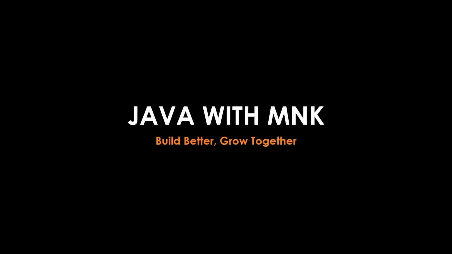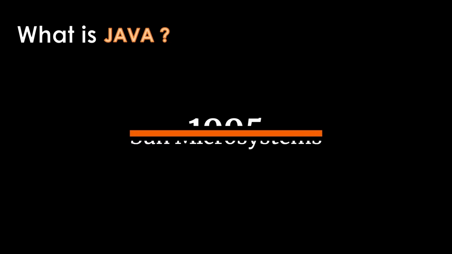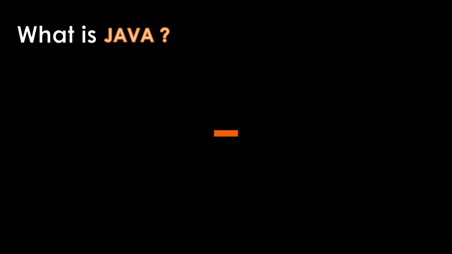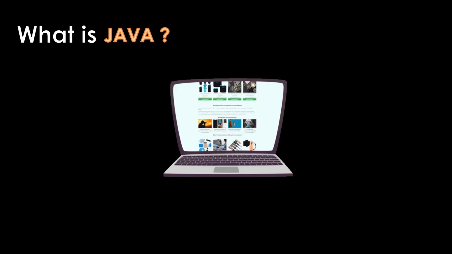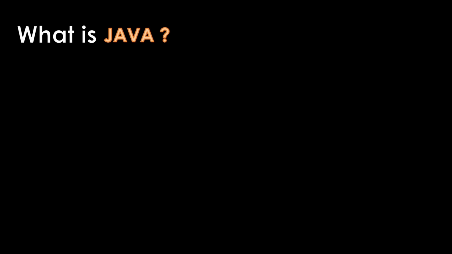Have you ever wondered how mobile apps, websites, or even games work behind the scenes? Well, today I'll introduce you to the language that powers all of this. That is the language called Java. So, what is Java? Java is a programming language created in 1995 by Sun Microsystems, and from then it's everywhere. It is used to build Android apps, websites, and even enterprise level software. But why is Java so powerful?